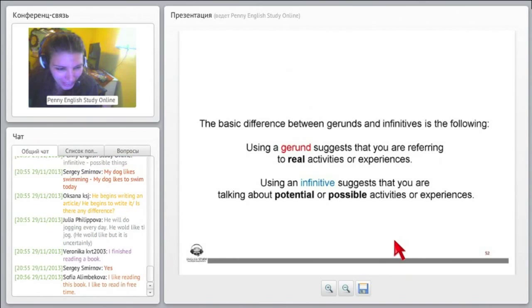Okay, I believe he begins writing an article. He begins to write it. Is there any difference, Oksana asks? Yes. Okay, let's see. One moment, Oksana, I will get back to you. I just want to see a few more examples.